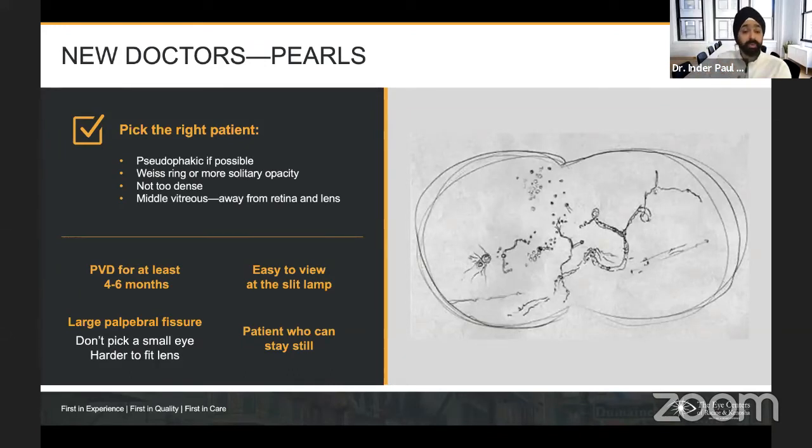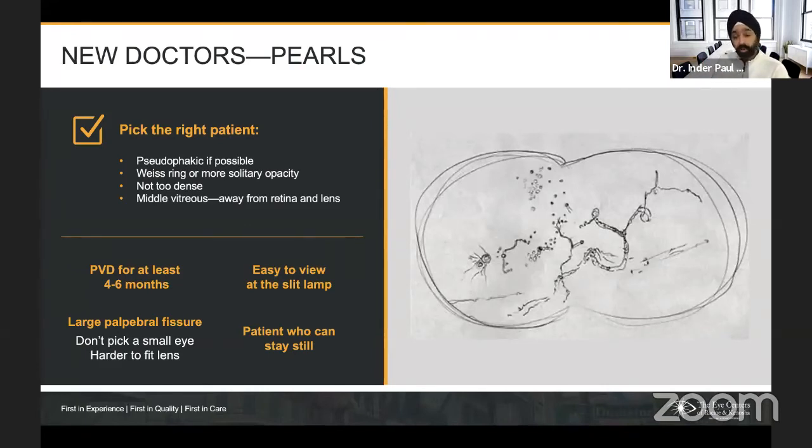Weiss rings are wonderful because they absorb the energy very well, with very high patient satisfaction. It's also easy to correlate the symptom with what you see. If it's in the middle of the vitreous, it's wonderful. If it's too close to the retina or lens, for the first few, I would avoid those. I don't try to treat anyone who had a new PVD. I would like to have someone come back in 4 to 6 months and recheck their retina.